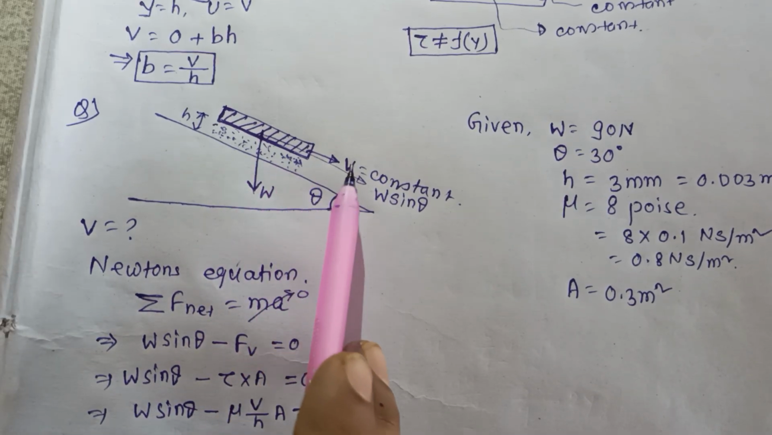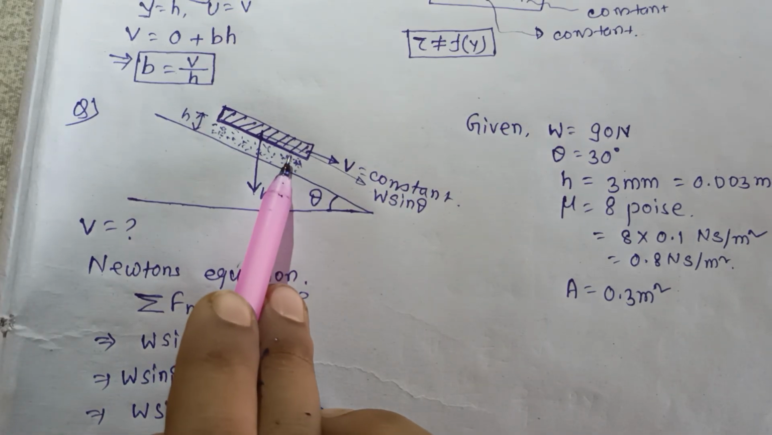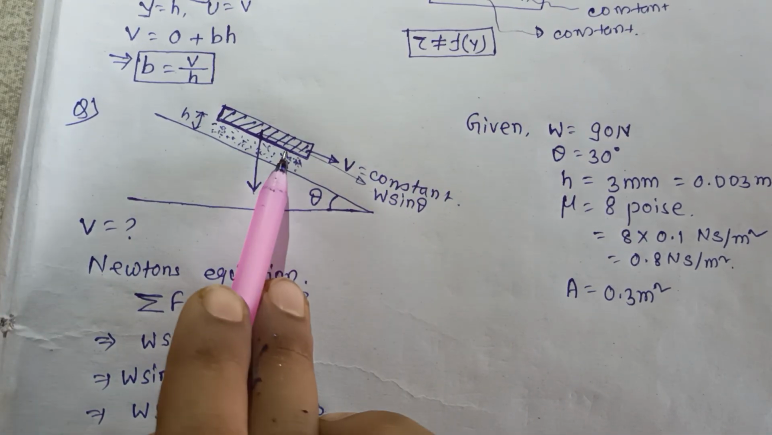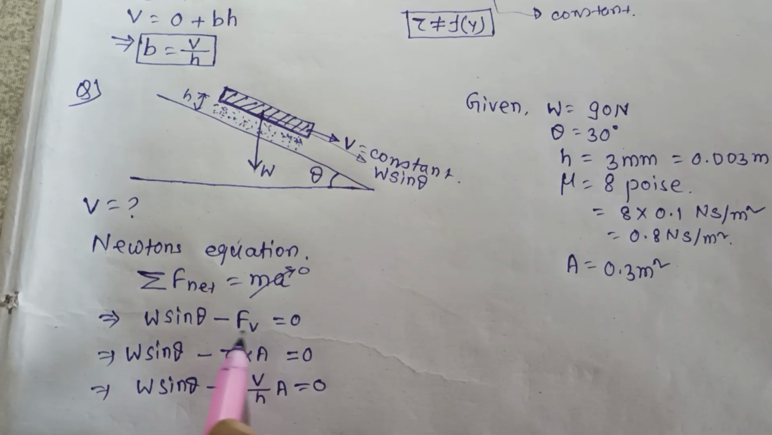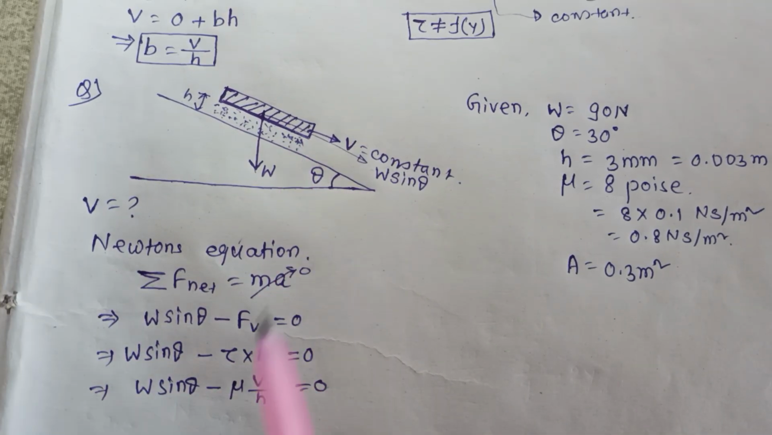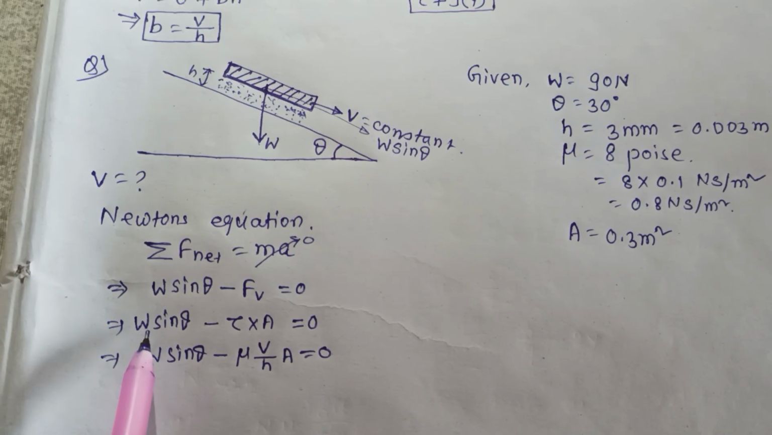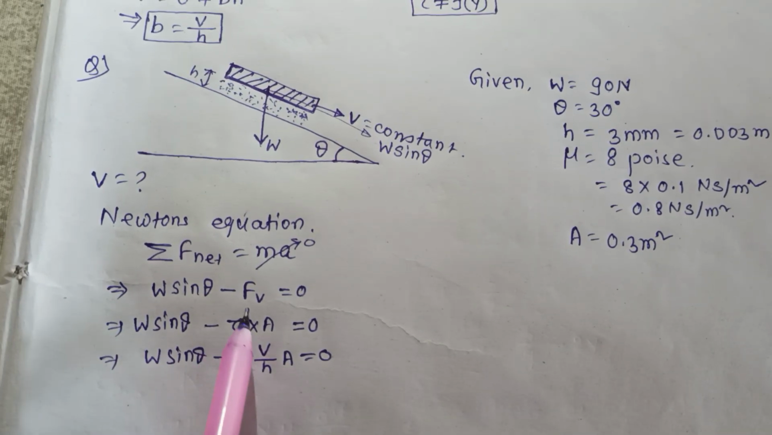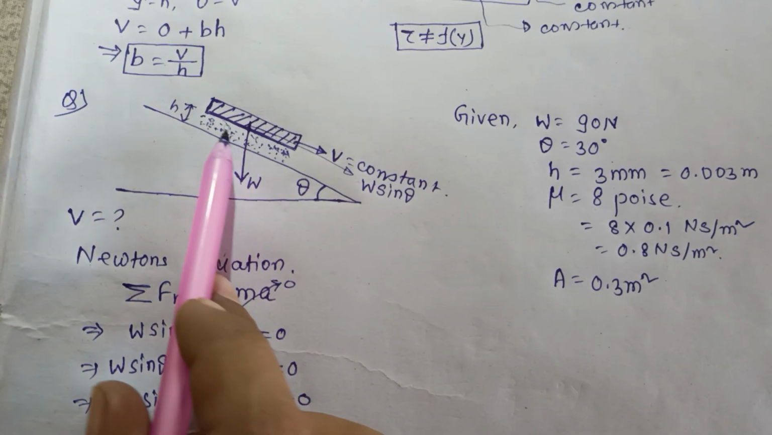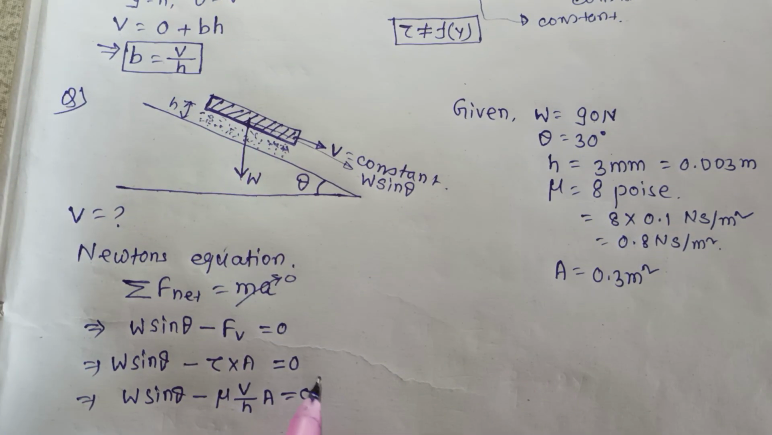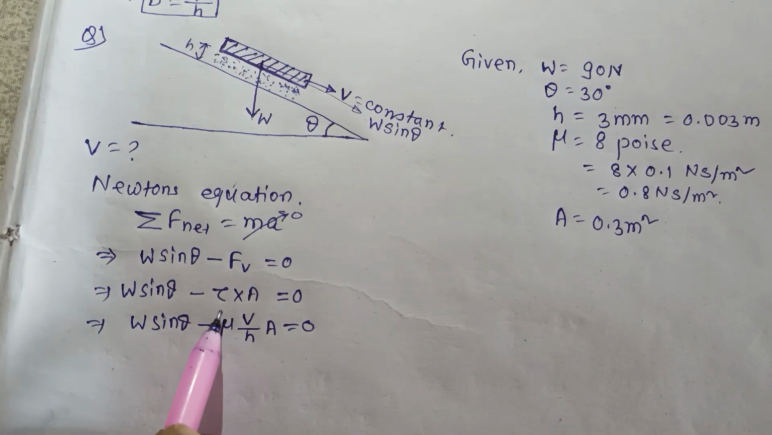But W sin theta is pulling the block down along the surface. So W sin theta minus, there is an opposite force acting on the solid block, that is FV, equal to 0. So W sin theta minus FV, where FV is equal to tau into area, tau being the shear stress, into this area, is equal to 0. So now W sin theta minus, what is the value of tau?